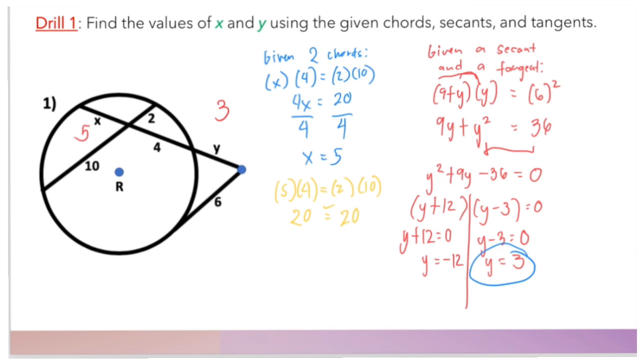While for given a secant and a tangent, you have 5 plus 4 plus 3, that will give you 12, times the measurement of the outside, which is 3, and it should be equal to 6 raised to 2. So this is 36 equal to 36. So it is indeed correct. As simple as that, all you have to do is to know which theorem to apply first, followed by verification, just to make sure that everything else is correct.